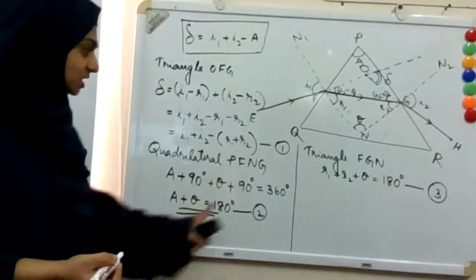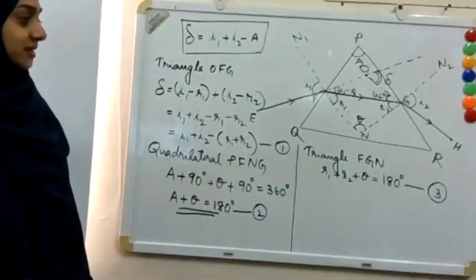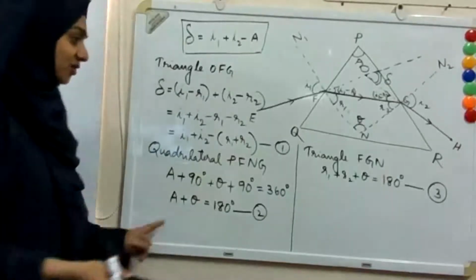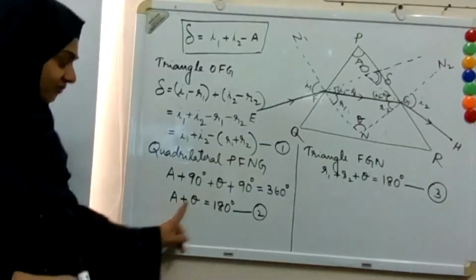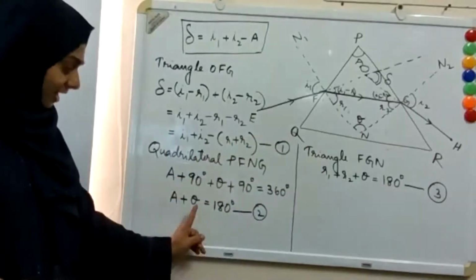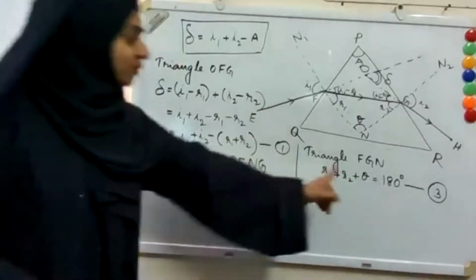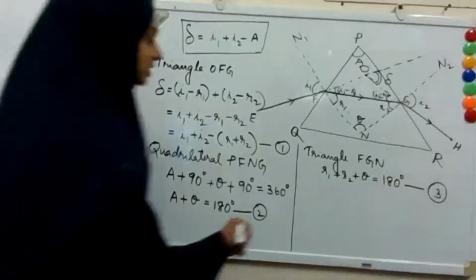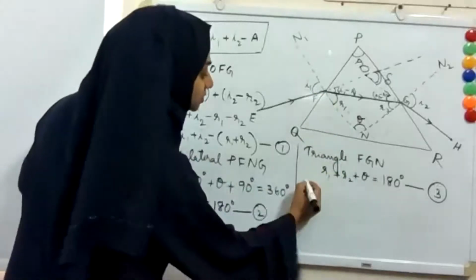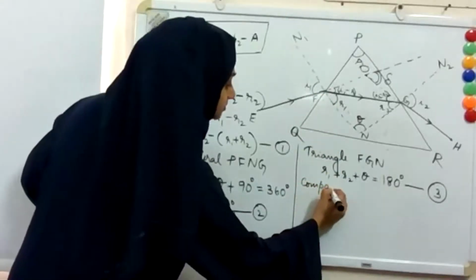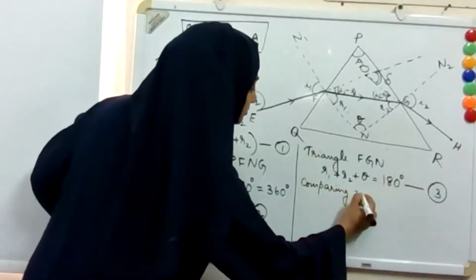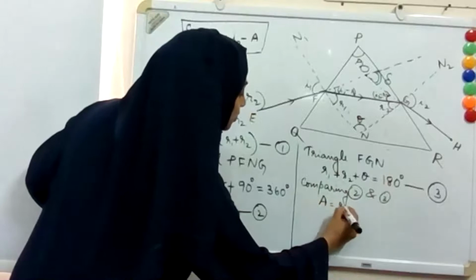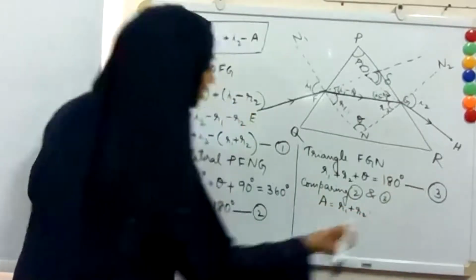Now look at equation number 2 and equation number 3. Compare equation number 2 and equation number 3. Here we have A, here R1 plus R2, here we have theta, here we have 180. So comparing equations 2 and 3, we have A is equal to R1 plus R2.